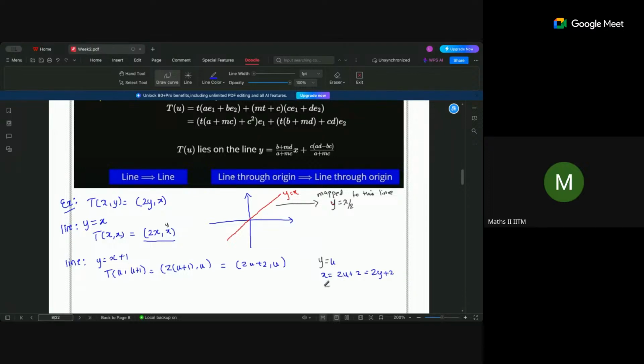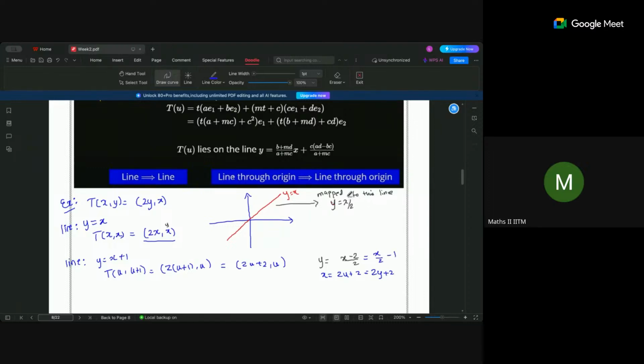So you have y is equal to x minus 2 by 2. Okay, these kind of things you must tell me quickly, the answer. You should not hesitate. Fine. So you see that now you have x minus 2 by 2, or you can rewrite it as x by 2 minus 1.